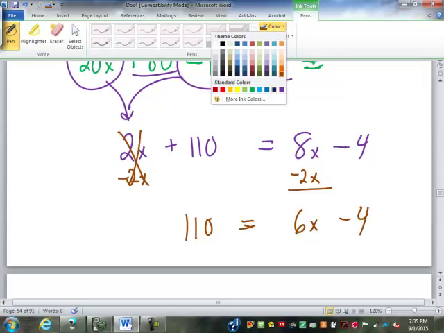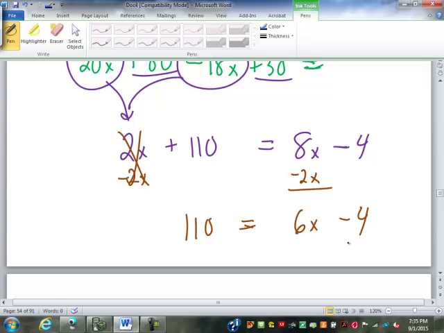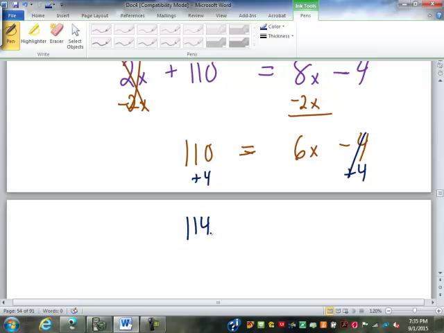Now what? Add the 4, because it's a negative 4. So 114 equals 6x, and then divide by 6. Gives us x equals 19. Any questions? Anybody feel uneasy about solving equations, wants to see more examples?